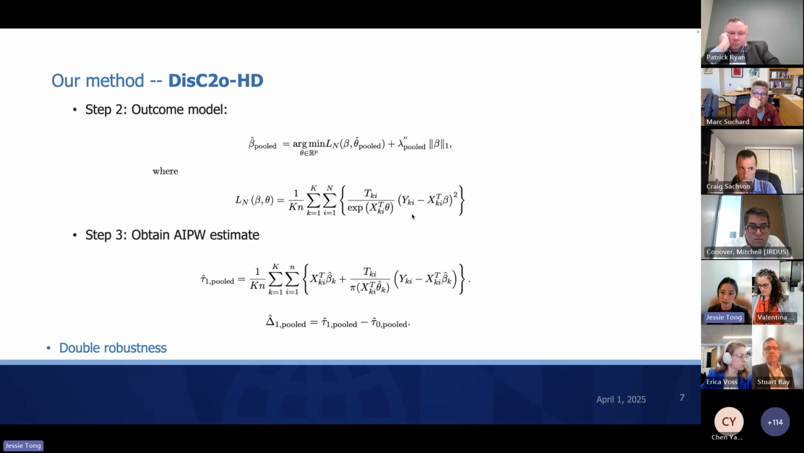After we estimate beta, we can move to step 3, which is to obtain the augmented inverse probability weighted estimator of the effect. We can estimate the effect for the treatment group, which is tau1, and we can also do that for the control group. After we have these two parameters, we can estimate the average treatment effect by taking the difference between these two. The good thing about this estimator is that it has the desirable doubly robust property as well.